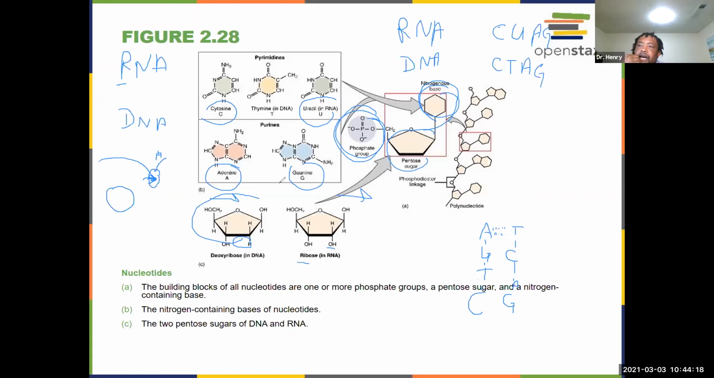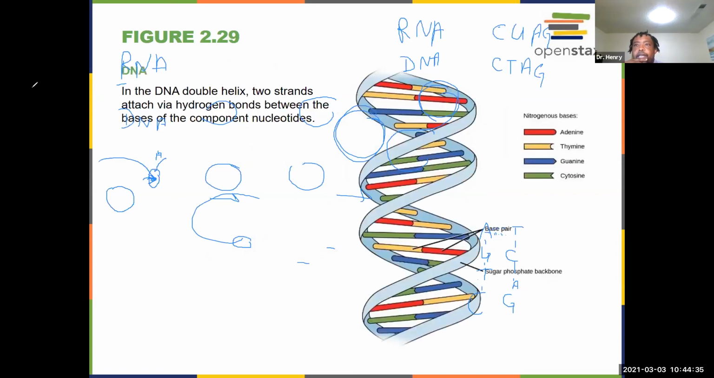Okay. The other thing about RNA: it can form a double helix, but it doesn't like to form a double helix. RNA prefers to be a single strand, not a double strand, whereas DNA, in most cases, is going to be a double strand. If it's a single strand, something's wrong. Okay, so DNA, double helix.